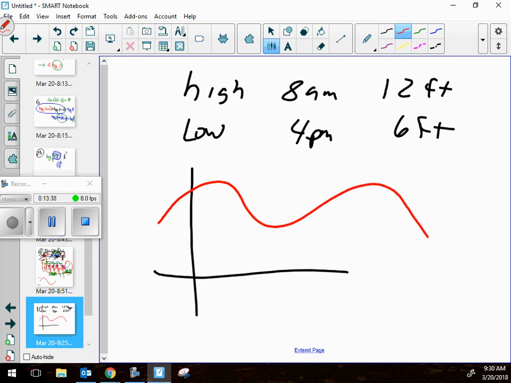What's that supposed to be? It's supposed to be the tides. It's supposed to be what kind of a graph, sine or cosine? Cosine. We always use cosine. And has my cosine been shifted from normal cosine?